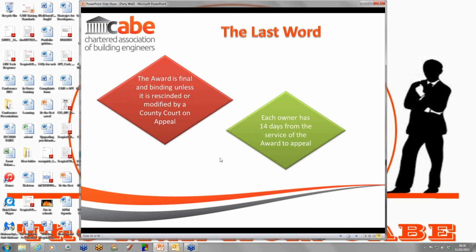Generally, the award is final and binding on all properties, unless you appeal to a county court and get it rescinded or modified. Once the award's been set, each owner has 14 days to appeal to the county courts.